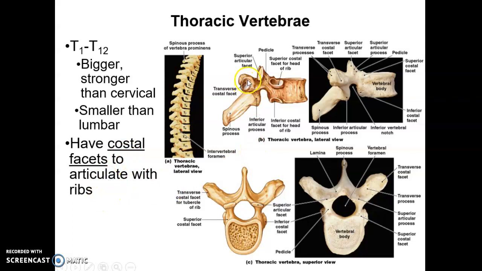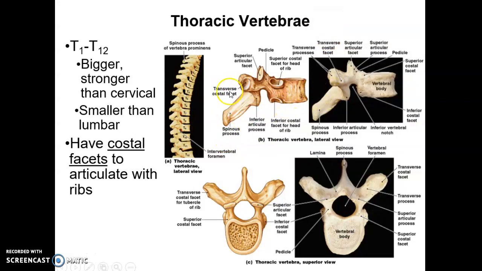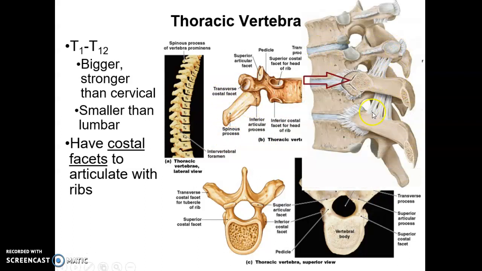So we can see that right here on the transverse process, and here on the body of the vertebra. So these are costal facets, meaning articulation sites for the ribs that come off of there and then go forward. Most of the ribs articulate with your breastbone, your sternum, like so.